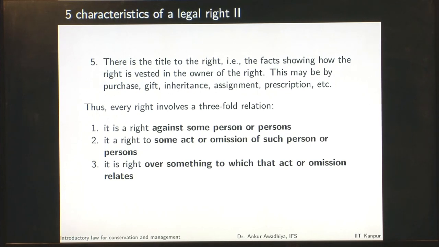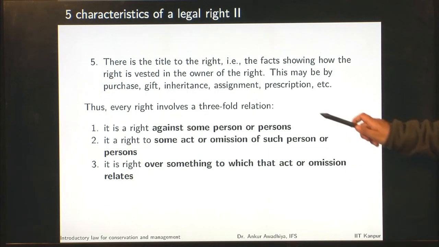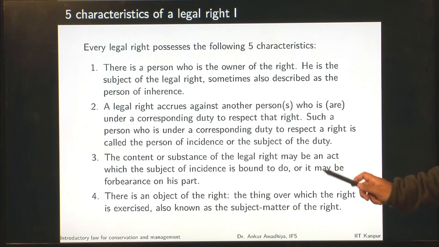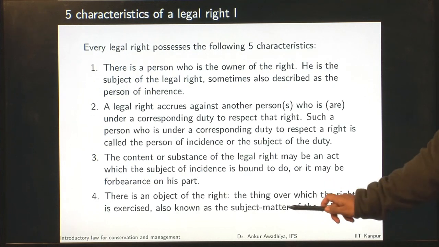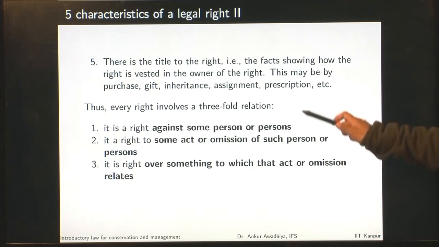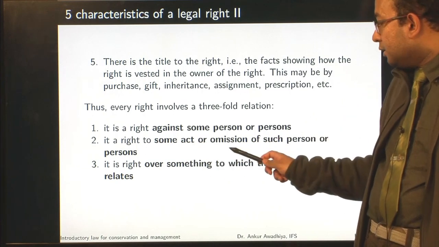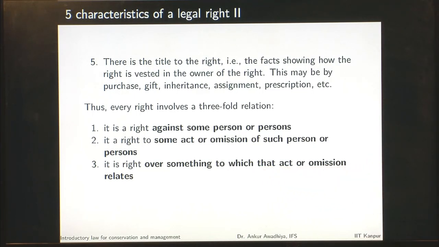And every right involves a threefold relation. It is a right against some person or persons, and these person or persons are the persons of incidence. So this is a right against somebody. It is a right to some act or omission of such person or persons. That is, it is a right that has the substance, and it is a right over something to which that act or omission relates. That is, it is the object of the right. So there is a threefold relation. It is a right against some person, it is a right to something, to some act or omission, and it is a right over something, which is the object of the right.